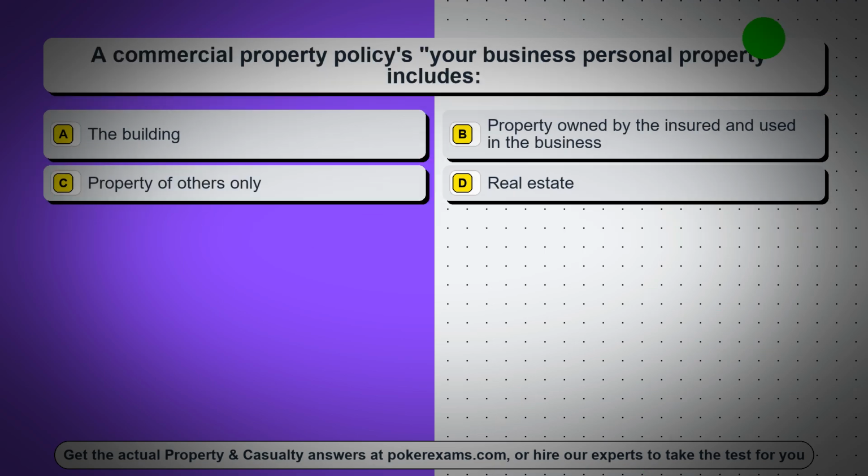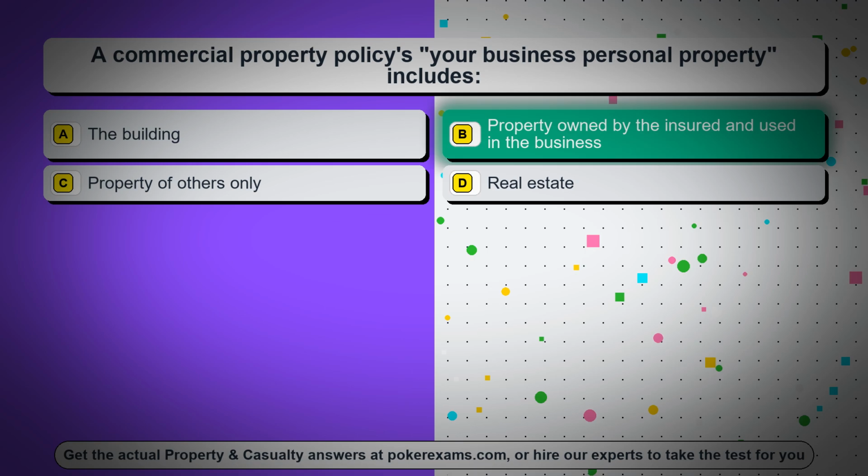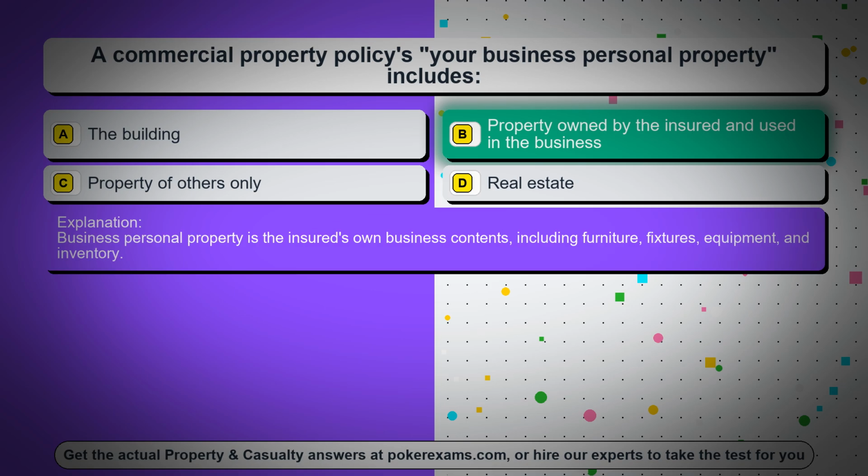Question 45. In commercial property policies, your business personal property includes: Option A, the building. Option B, property owned by the insured and used in the business. Option C, property of others only. Option D, real estate. The correct answer is option B, property owned by the insured and used in the business. Business personal property is the insured's own business contents, including furniture, fixtures, equipment, and inventory.